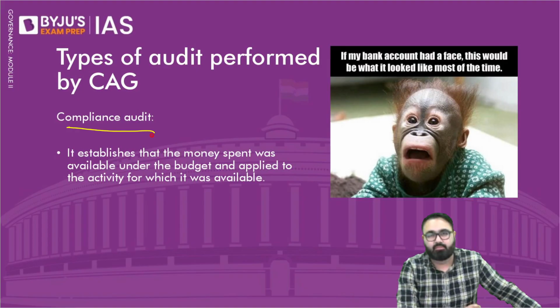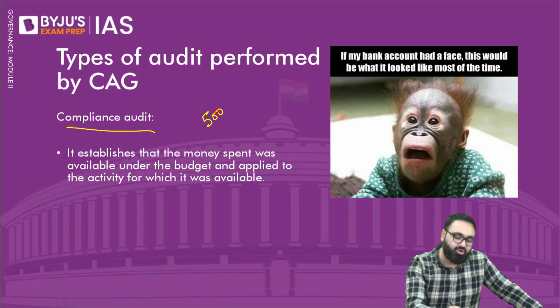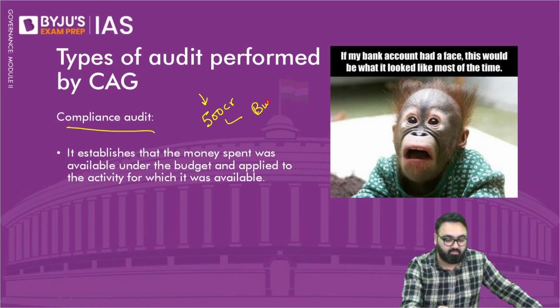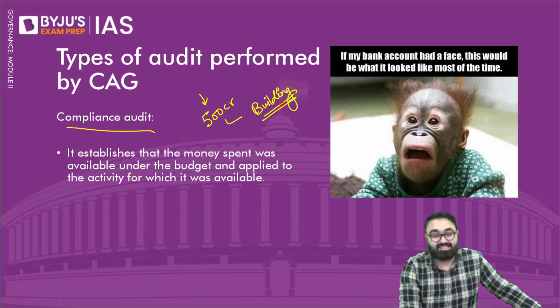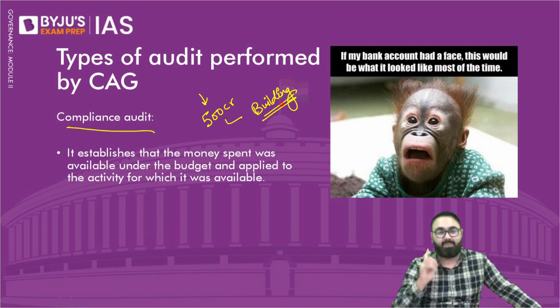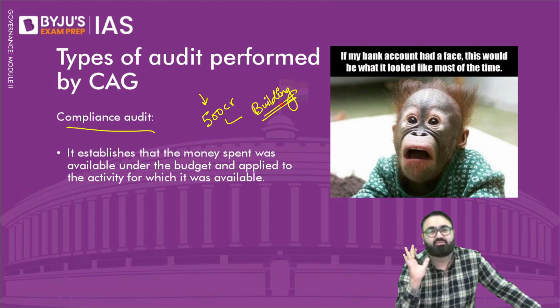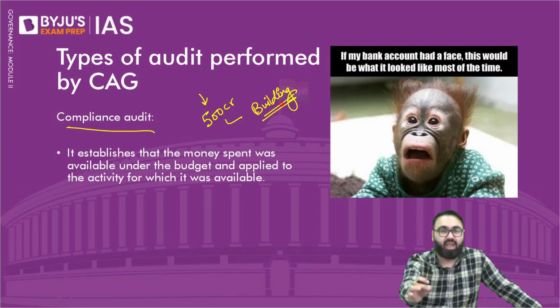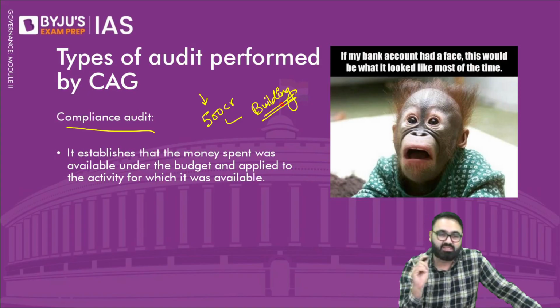The idea is simple. If the government of India withdrew 500 crore rupees to build a building, okay? Let's assume they took 500 crore rupees to build a building. The CAG will check whether the 500 crore was really spent on building only or on something else. So government, in short, did the government comply to the promise or they spend the money somewhere else? This is the first thing that is checked. This is called compliance audit.